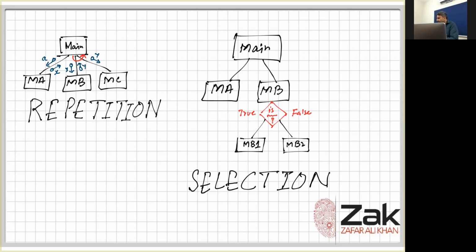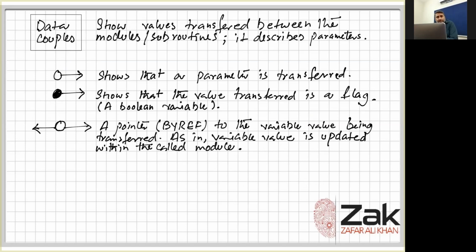Now, data couples. As I told you, when a subroutine calls another subroutine, they transfer values, which are called parameters. And these parameters are shown using data couple shapes. So data couples show values transferred between the modules or subroutines that describe parameters. Now, this is the first type, which is most commonly used. It shows that a parameter is being transferred. This is any data type. But sometimes if a function or a procedure is called and it returns a Boolean value, which is true or false, to show that something has happened.